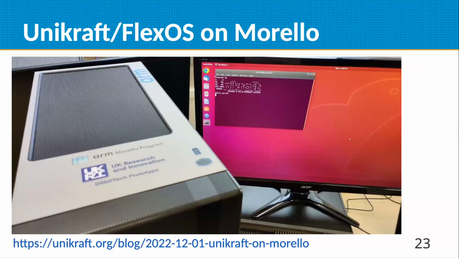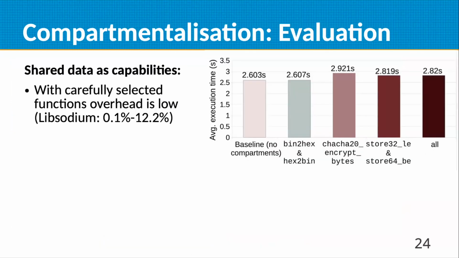So this is Unikraft, which is a unikernel on top of which we built FlexOS, that we ported to Morello, booting on the Morello board. We looked at the performance of two applications. We are quite limited here because we are running bare metal. We don't have drivers. This is a custom operating system. So we don't have networking. We don't have disk IO. We just have a RAM disk.